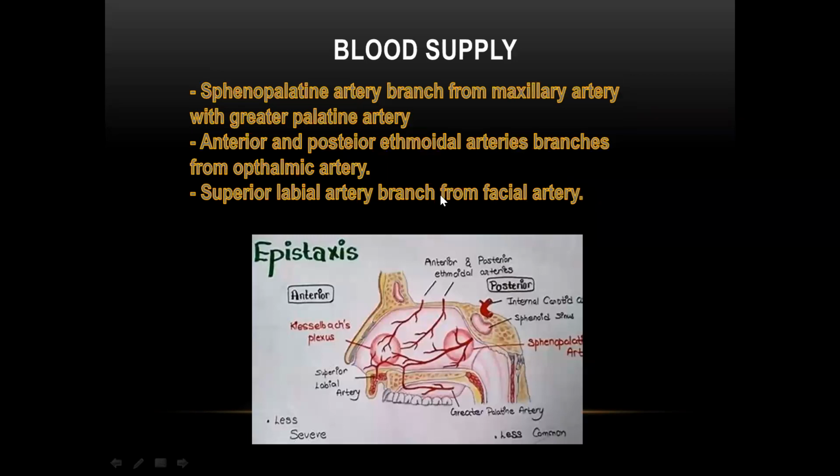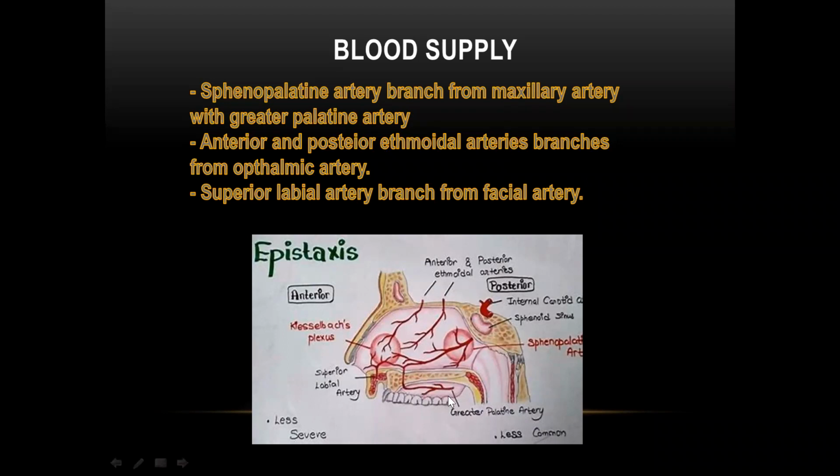The blood supply of the nasal cavity. The nasal cavity is rich in blood supply, and many branches supply it: the anterior and posterior ethmoidal arteries, which are branches of the ophthalmic artery, which comes from the internal carotid artery. So the internal carotid gives the ophthalmic artery, which then gives the anterior and posterior ethmoidal arteries. Another artery is the sphenopalatine artery, which is a large artery. This is the sphenopalatine artery, also said to be a branch of the ophthalmic artery. So this is the anterior and posterior ethmoidal artery.